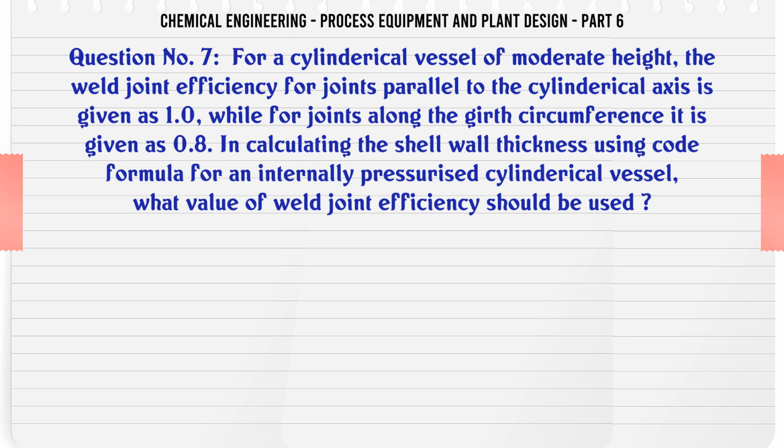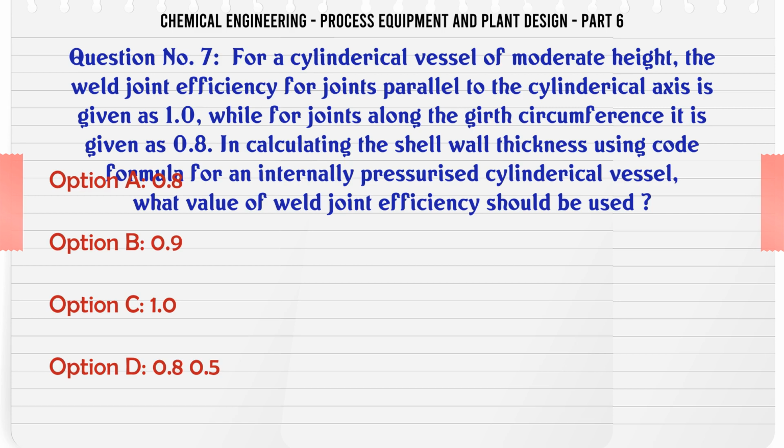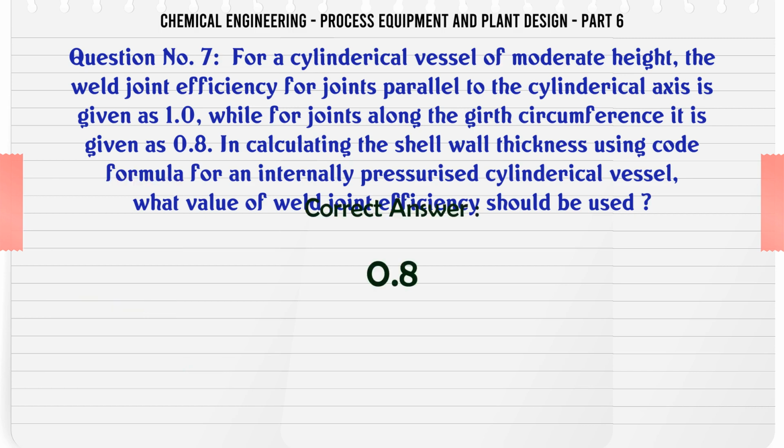For a cylindrical vessel of moderate height, the weld joint efficiency for joints parallel to the cylindrical axis is given as 1.0, while for joints along the girth circumference it is given as 0.8. In calculating the shell wall thickness using code formula for an internally pressurized cylindrical vessel, what value of weld joint efficiency should be used? A 0.8, B 0.9, C 1.0, D 0.8, 0.5. The correct answer is 0.8.